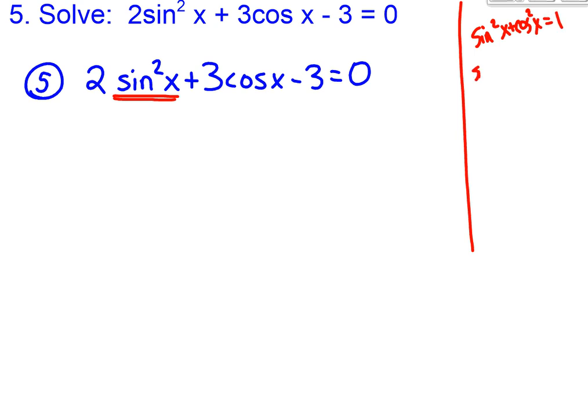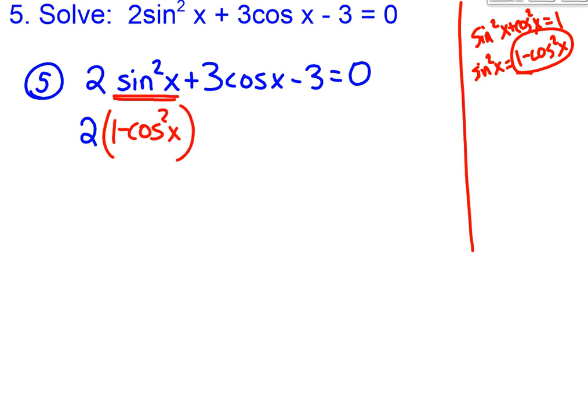And so if I get sine squared x alone, it's going to be 1 minus cosine squared x. If I substitute that in for the sine squared, I'm going to have to do a little manipulating and distributive property and all that. But then I'll just have cosine squareds and cosines, and then I can try to factor from that. So I will color code that for this first part. That's going to be 2 times, in parentheses, 1 minus cosine squared x, and then plus 3 cosine x minus 3 equals 0.